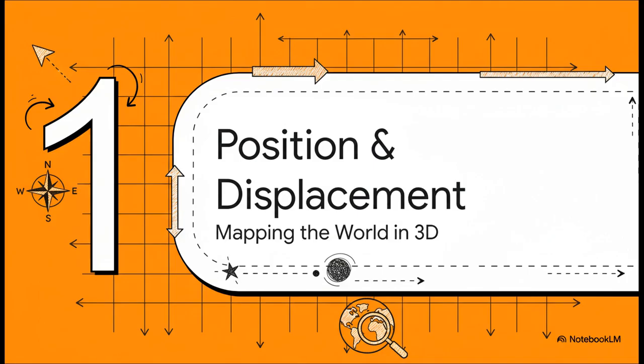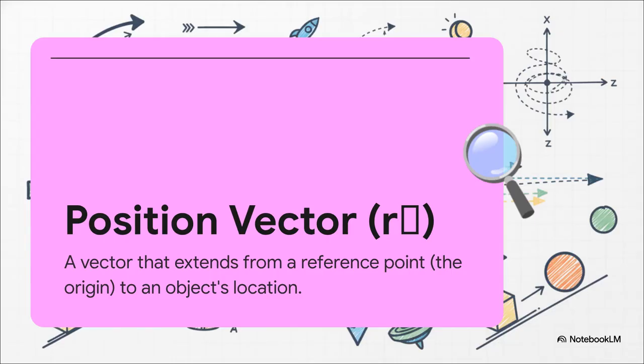So let's start with the first and most fundamental tool in our kit. It's the one that answers the most basic question you can ask. Where is something right now? Now, in physics, we don't just point and say, oh, it's over there. We get way more precise. We use something called a position vector. Just picture an arrow. It starts at a fixed reference point, we'll call that the origin, and it points directly, no detours, right to our object.